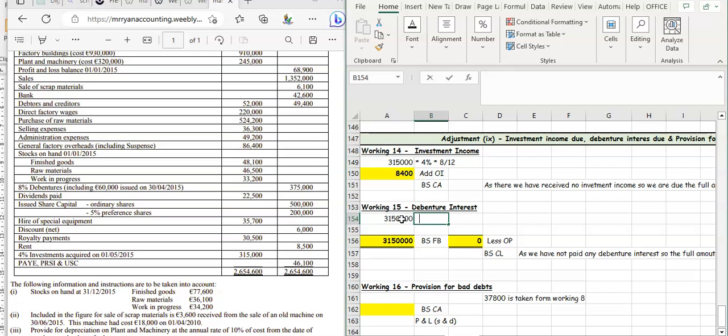We're going to multiply that by 8%. And then we're going to take the 60,000, multiply that by 8%, and then multiply that by 5, 6, 7, 8, 9, 10, 11, 12. Multiply that by 8 12s, because that's how long we had it for.